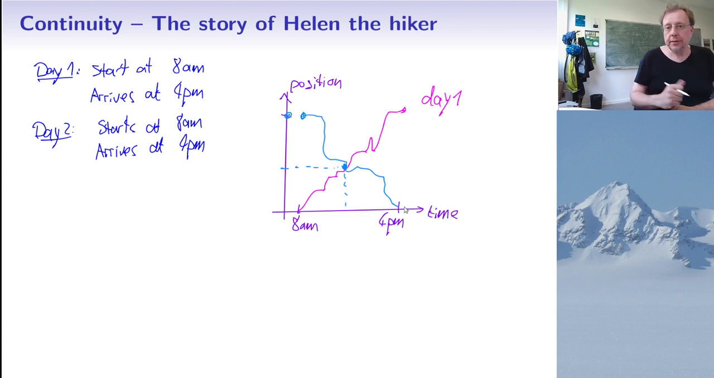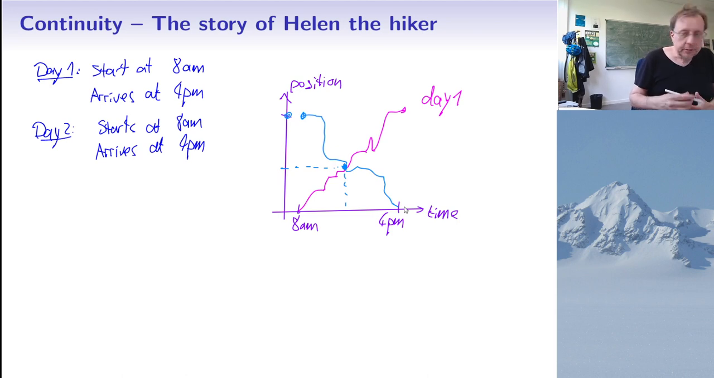And the only thing we have used here is that her position as a function of time is continuous, so she doesn't have a teleporter, so she's not able to suddenly be beamed up to the summit. Then this argument wouldn't work. And there are many other examples of applications of continuity. For instance, at any given time, there are at least two antipodal points on the Earth that have exactly the same temperature. Also two points that have the same pressure and so on. That's also an application of continuity.